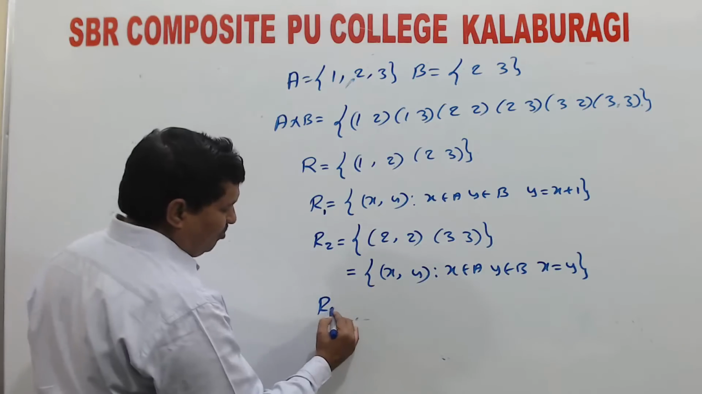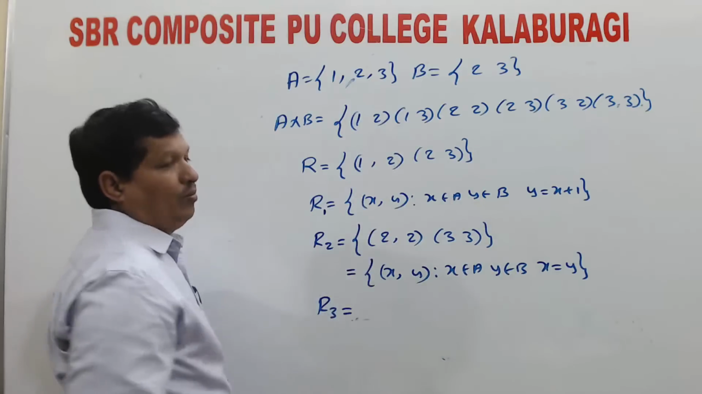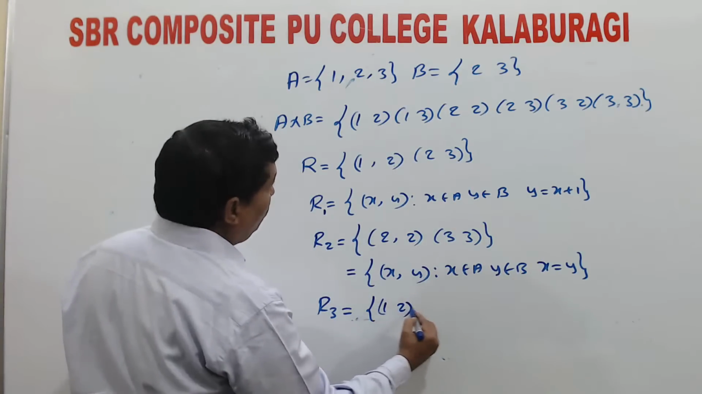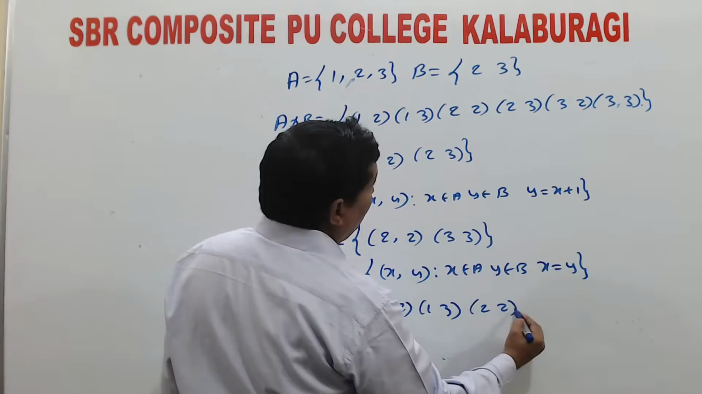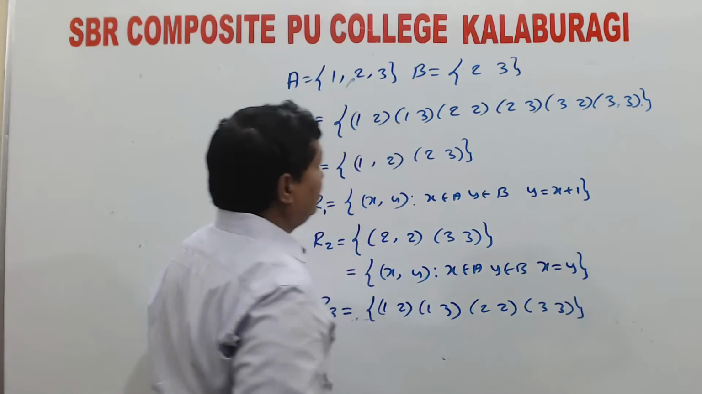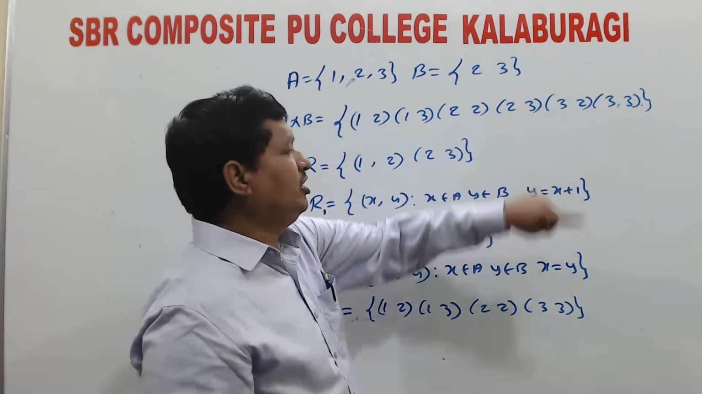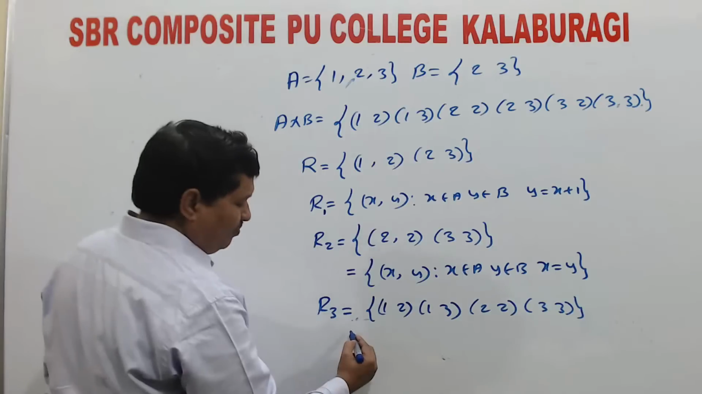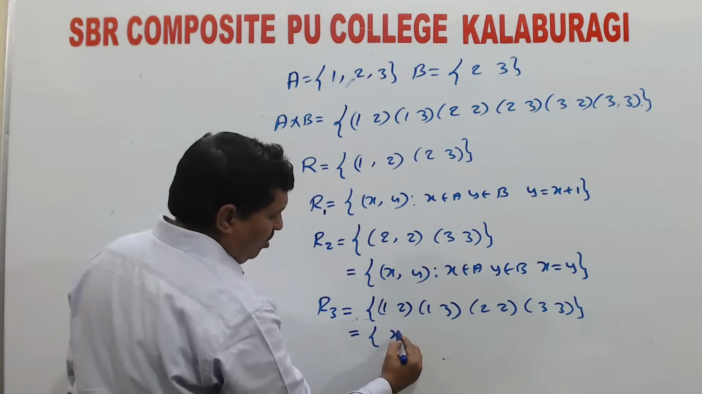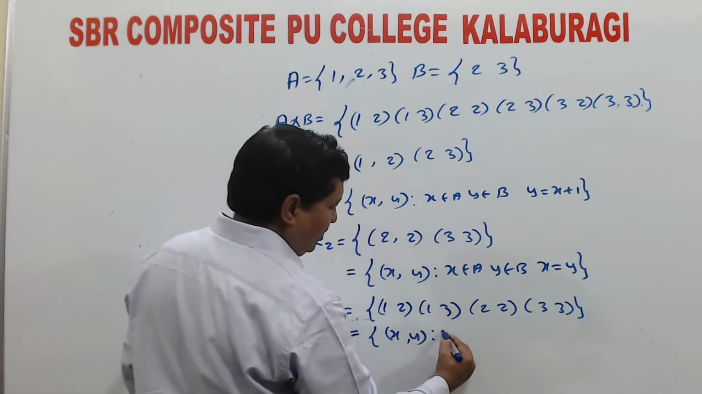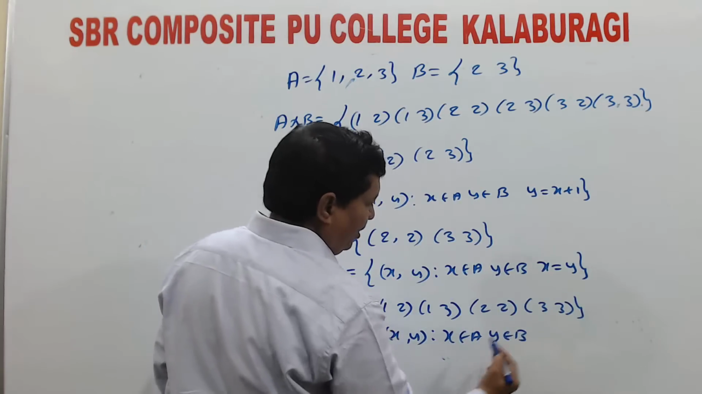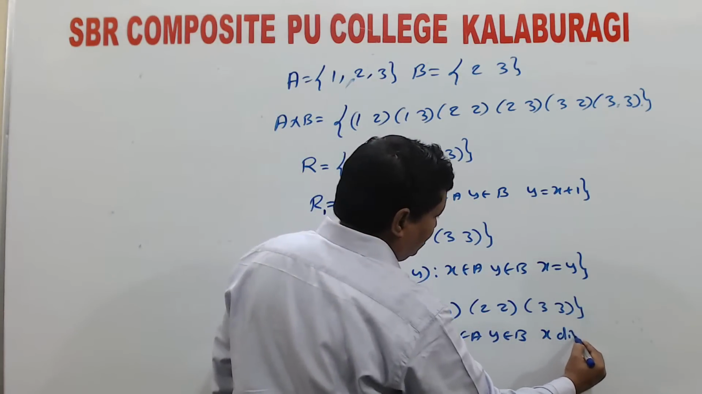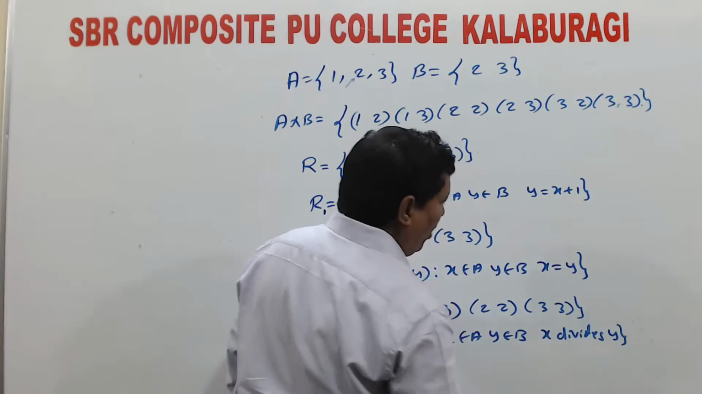Again I want to write one more relation from the set A cross B. You can write any number of relations from A cross B. One more is this: 1 comma 2, 1 comma 3, 2 comma 2, 3 comma 3. What type of relation is here? I didn't write 2 comma 3 and 3 comma 2. Other than these two, I wrote all the elements from the set A cross B. Then what is the relation here? Here also, x comma y such that x belongs to A, y belongs to B. What is the relation between the first and second element of the ordered pair? See, here, x divides y. y is divisible by x.